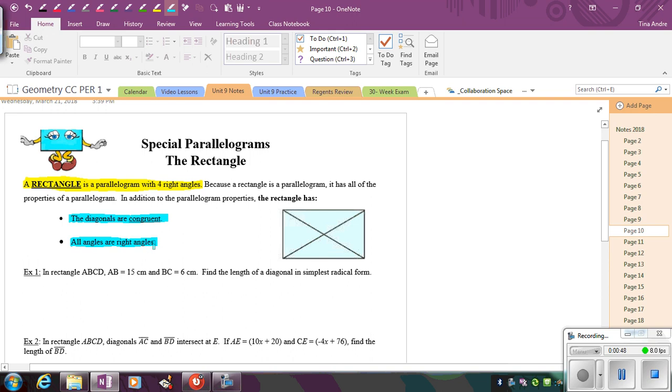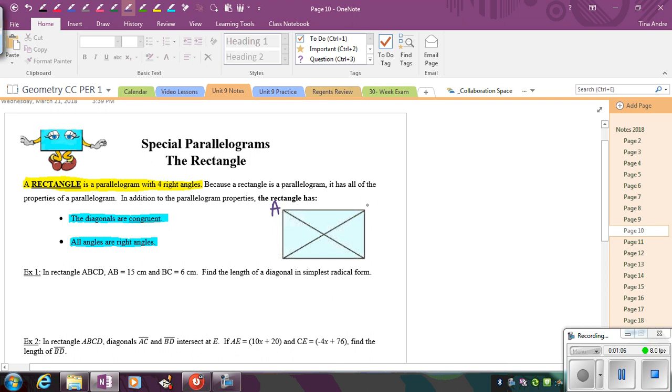All angles are right angles, that's the definition of a rectangle. That's what makes it different than a parallelogram. But also having the congruent diagonals, it's inheriting that from the isosceles trapezoid. What that means in this picture is that these two diagonals are congruent to each other.